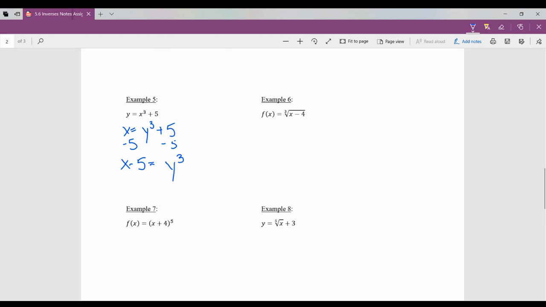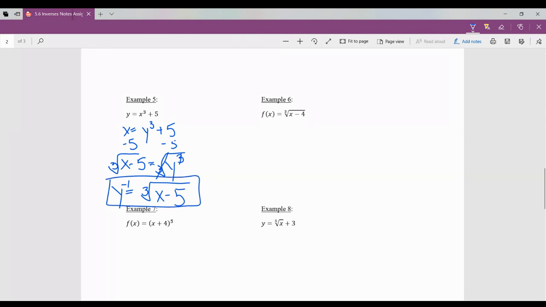All right, and so when we solve for the exponent of 3, the way that we get rid of an exponent of 3 is with a root of 3. So the root and the exponent are going to cancel each other out. So we get y equals, and then it's the cube root of x minus 5. That was a really ugly looking 5. We'll try that again. There we go. And then we want to note that it's the inverse, so we put a little -1 as our notation.